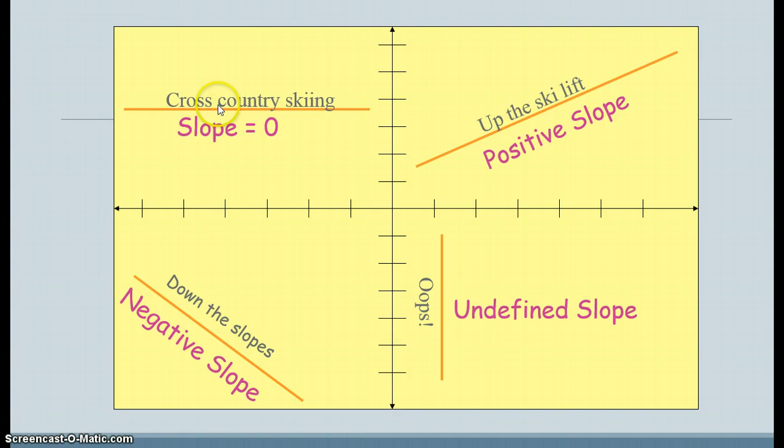Some more examples of slopes. This is cross-country skiing, for example, or when you're running, or riding a horse over a very flat place. In this case, the slope should be 0. We don't have a steepness here. A positive slope is up the ski lift, like going up. Down the slopes is the negative slope, and when we have a completely vertical line, that's an undefined slope.